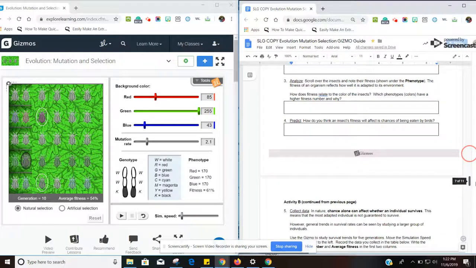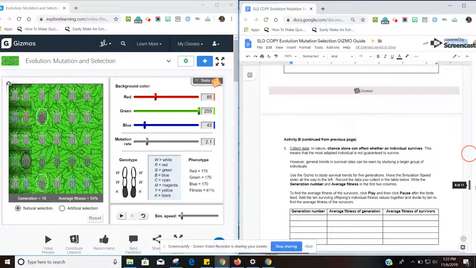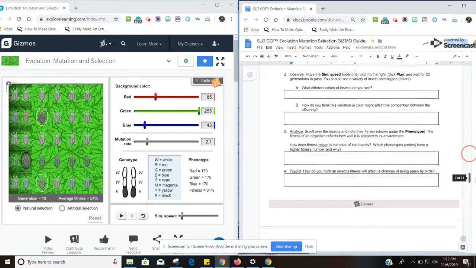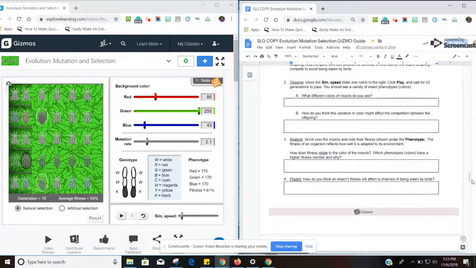When you work through this gizmo, it's important that you understand the difference between physical fitness and fitness in terms of evolution. So it says, how does the fitness relate to the color of the insects? We are not talking in terms of evolution, we aren't speaking physical fitness. Fitness is how fit an organism is for its environment. So that does not mean it's fast or it's strong necessarily. It could be how camouflaged it is.